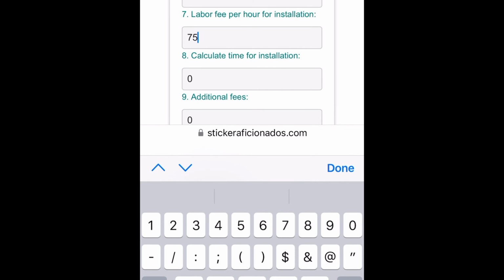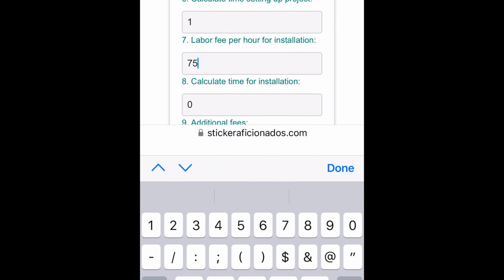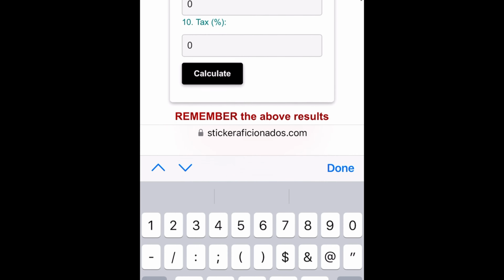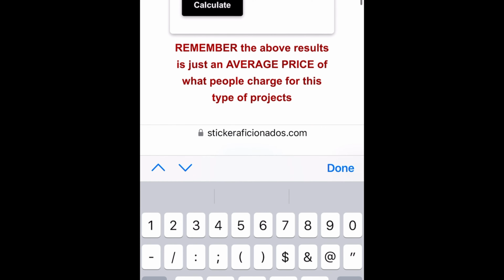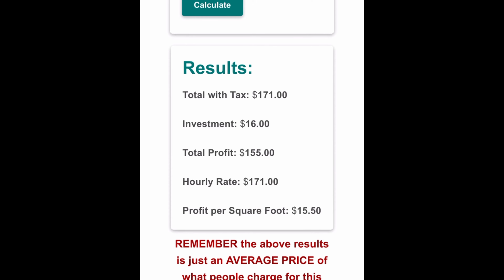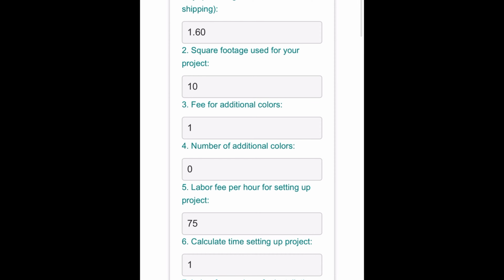But before we move on to the other one, let me just be clear. This one has a system where it will give you 5 different results. When you calculate, it will give you the total with tax, if it was included, the investment of your project, the total profit, the hourly rate, and the profit per square foot. And this is a very, very sophisticated system.